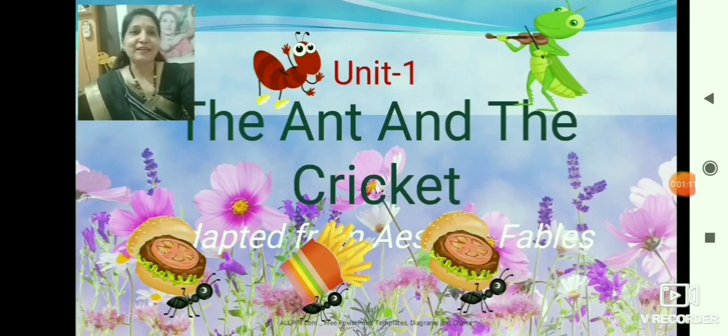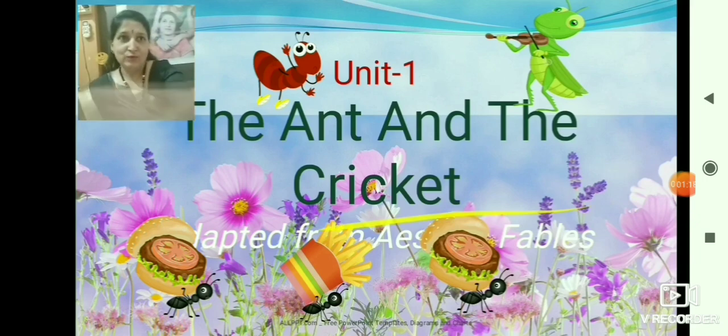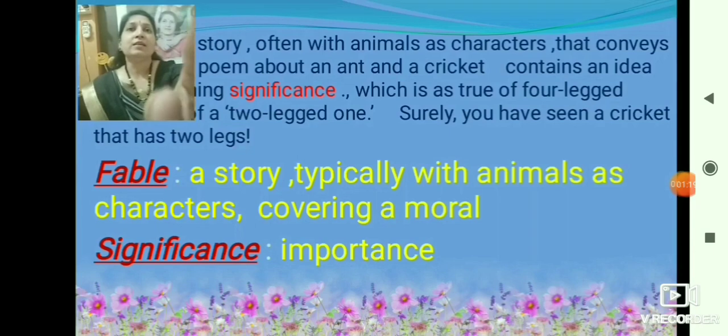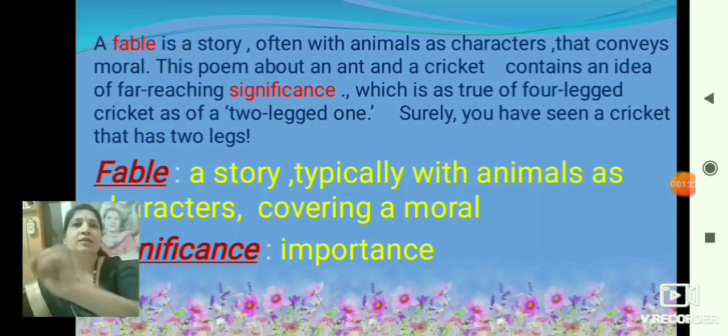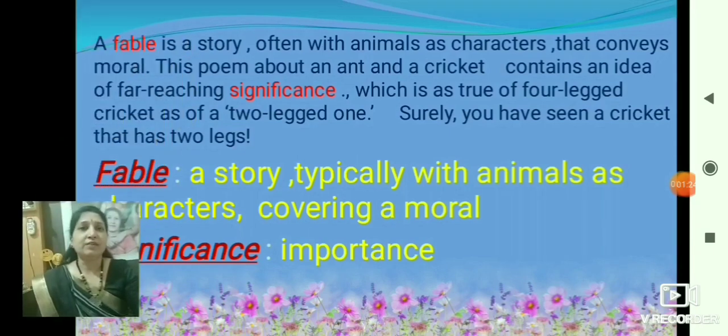Now today we are going to learn about the poem The Ant and the Cricket, adapted from Aesop's Fables. Just go to the next slide. Here, we see one paragraph given in your NCERT textbook, standard 8, from the first unit, your poem. The introductory paragraph is given here.